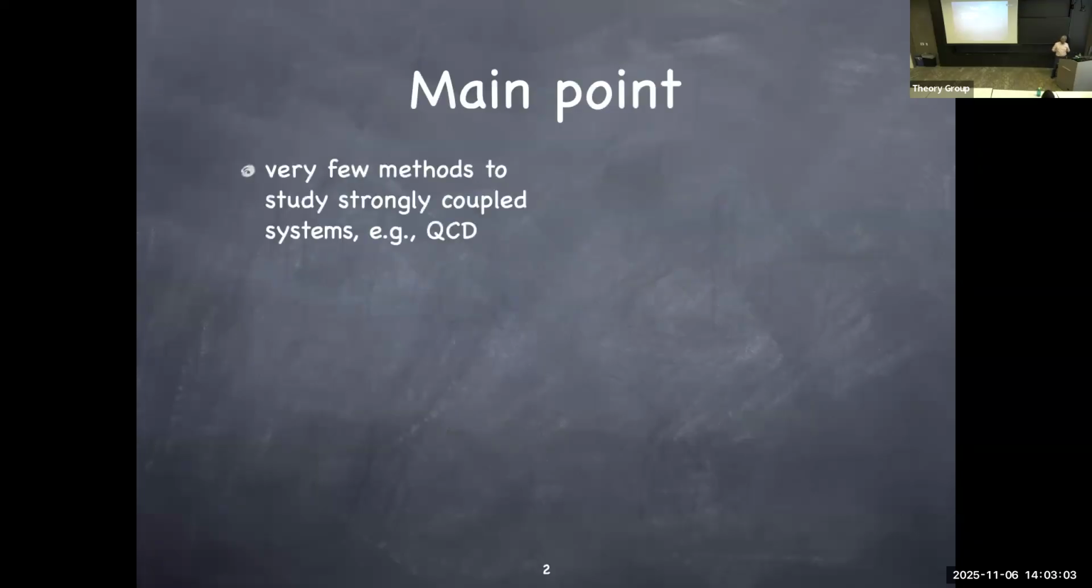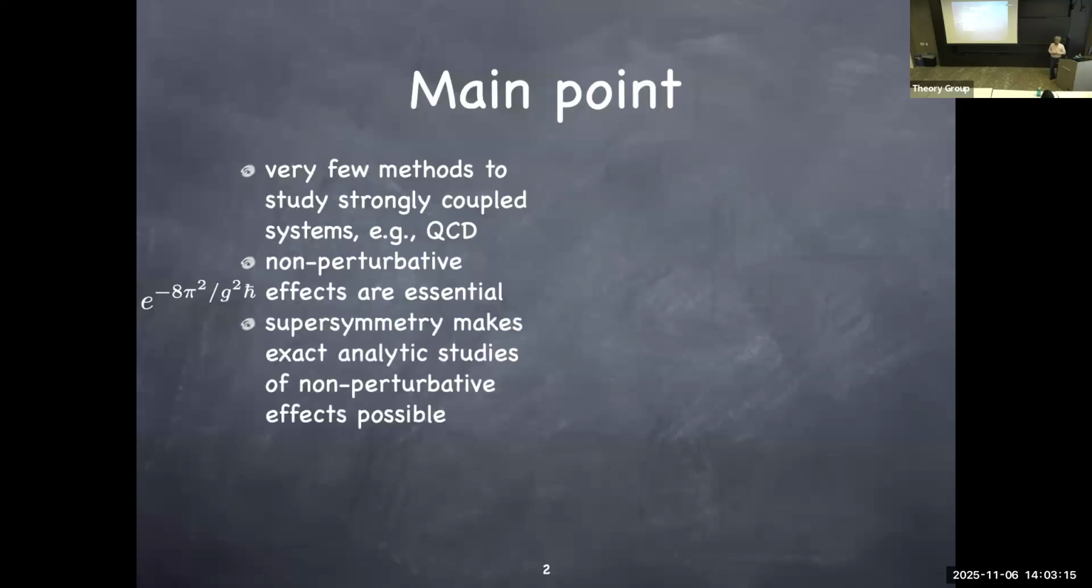So there are actually very few methods to study strongly coupled systems like QCD. But we all know the non-perturbative effects are essential to understand the dynamics of QCD. So what I'm trying to do is the following. We first make the gauge theory supersymmetric. And because young people these days don't study supersymmetry, I understand, I will give you some review on how supersymmetry works in a moment.